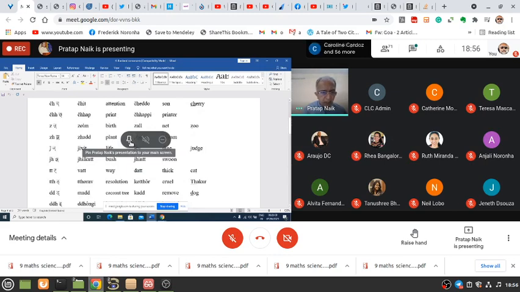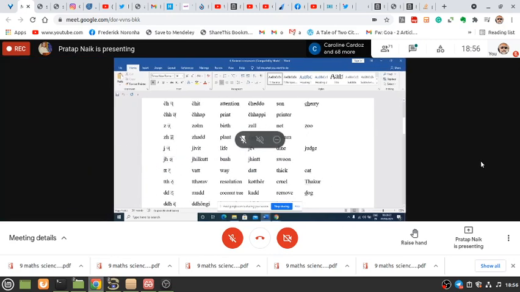This is simpler, all languages have it. This is j, we write j. To write z, we write z, and to write j, we write j. Jivit, look at the spelling: J-I-V-I-T, jivit. Life.